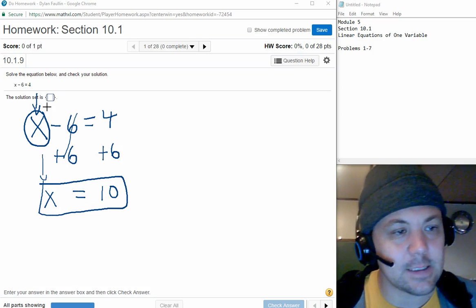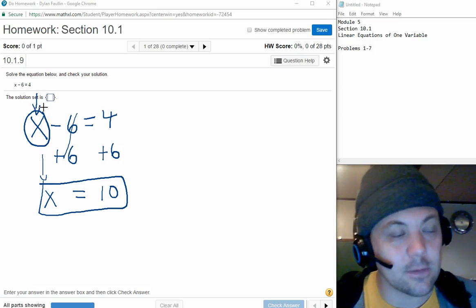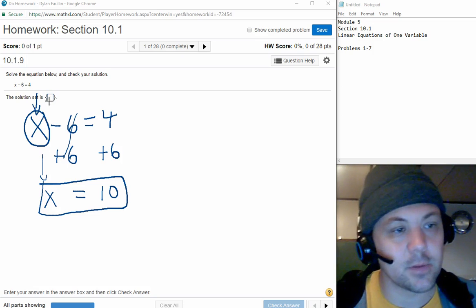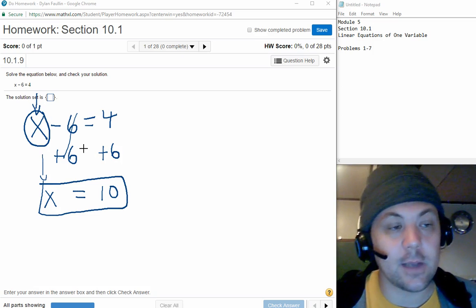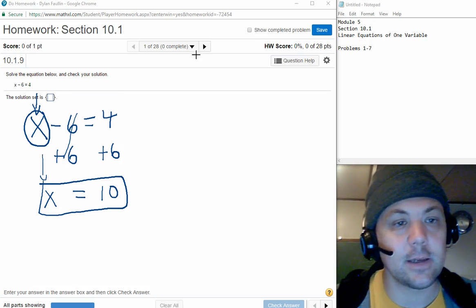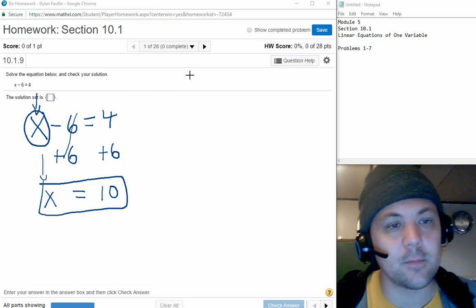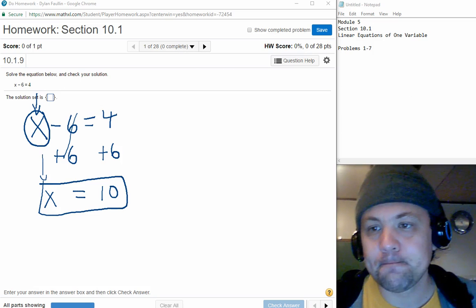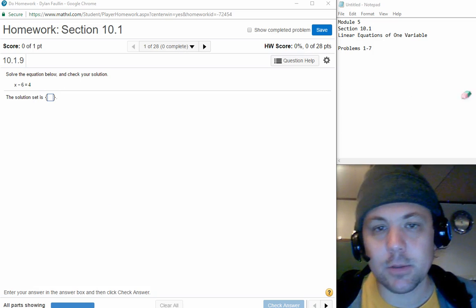You don't want to type the x equals. It's asking for the solution set, so you just type in the numbers here. And for this section, we should only ever get one solution at a time, so you just type in the one solution that you get there. If there's more than one, you'd separate them with commas. All right, let's take a look at question number 2.